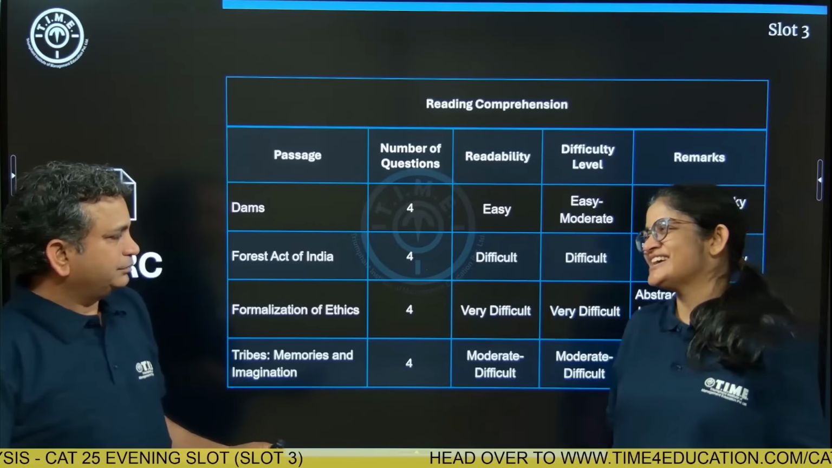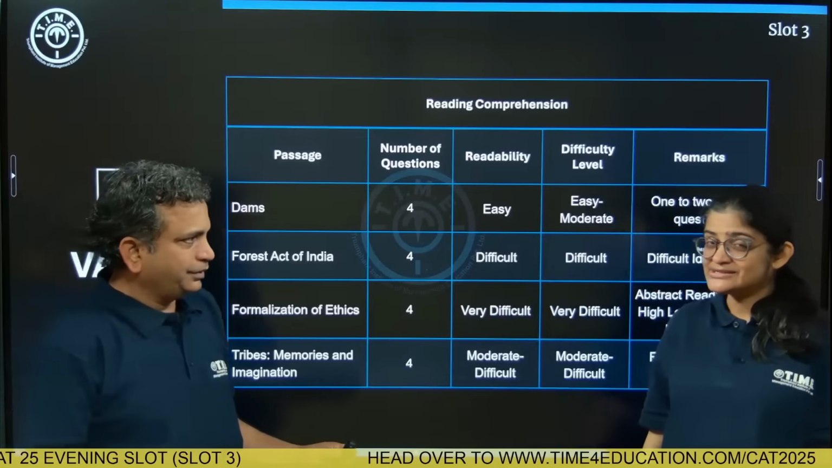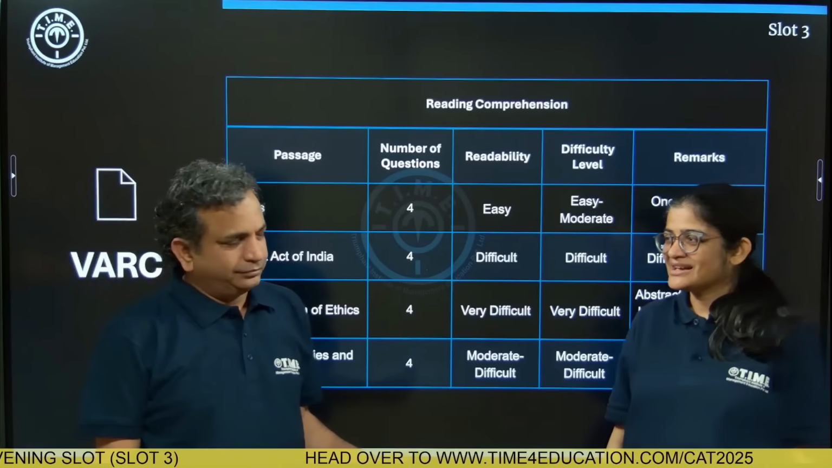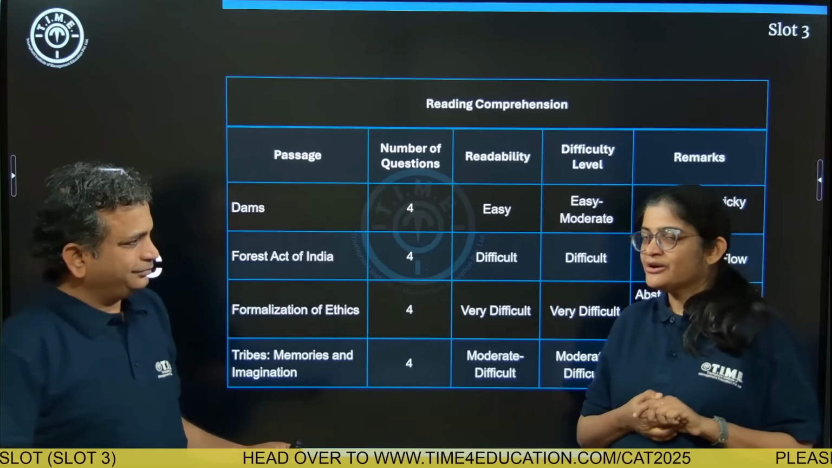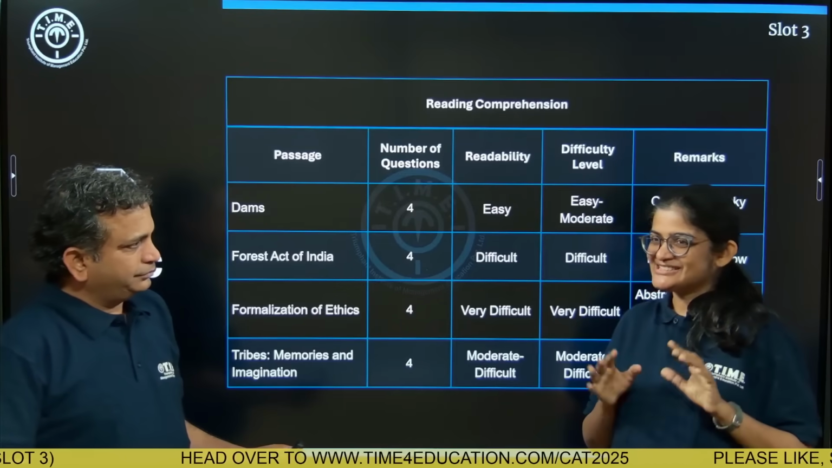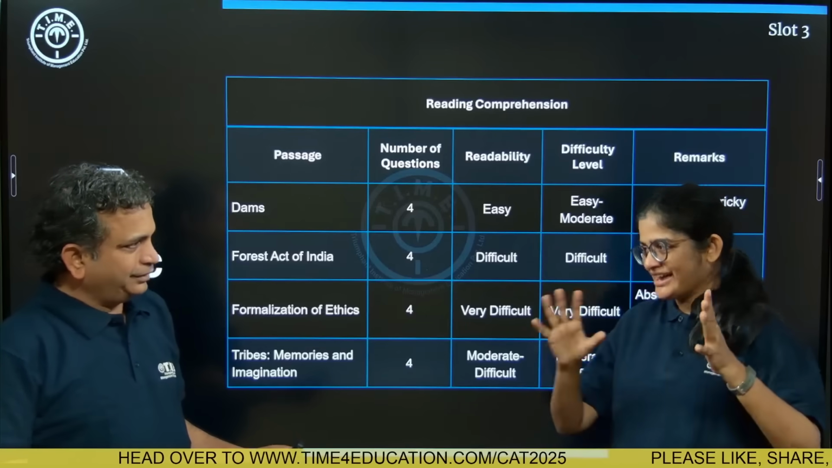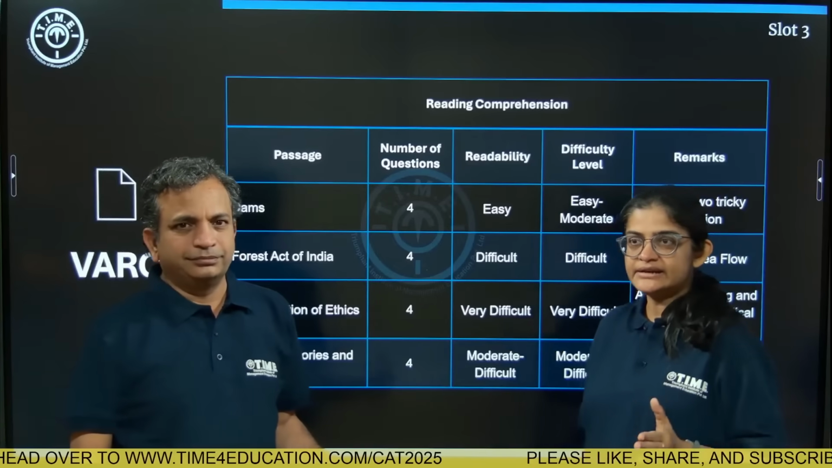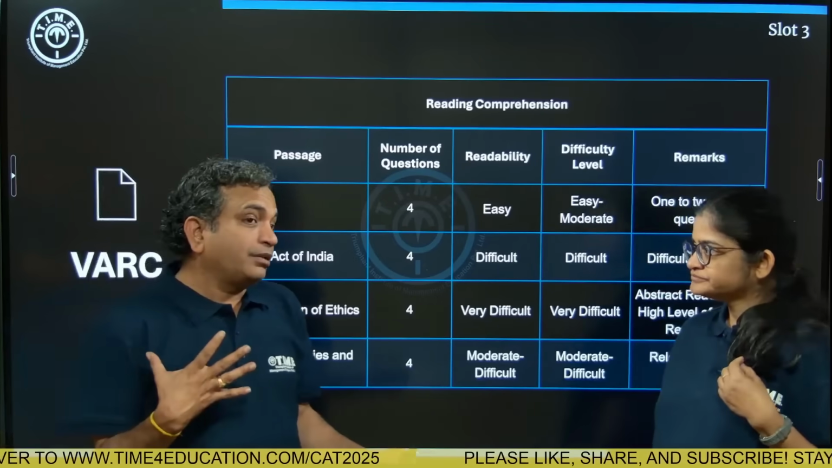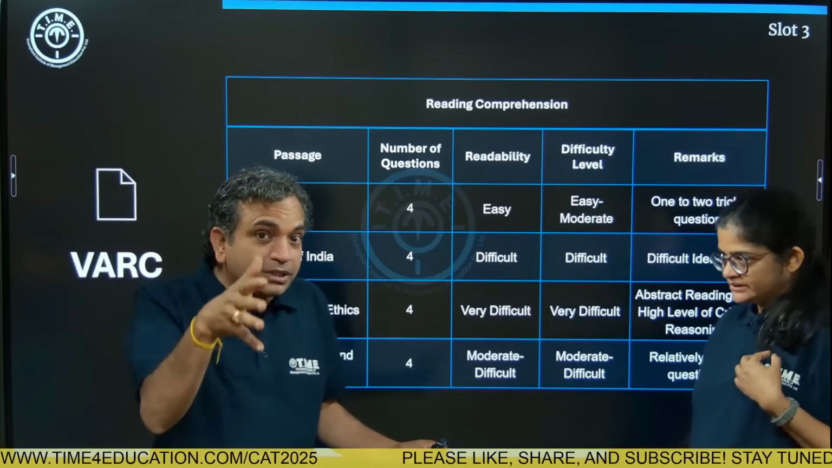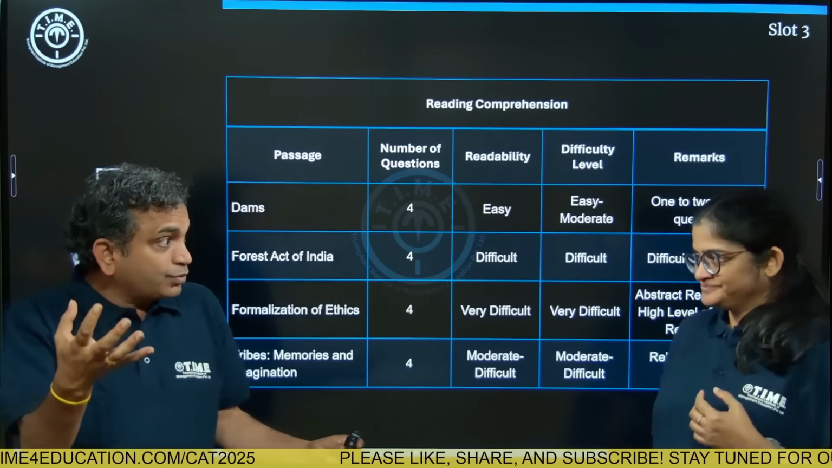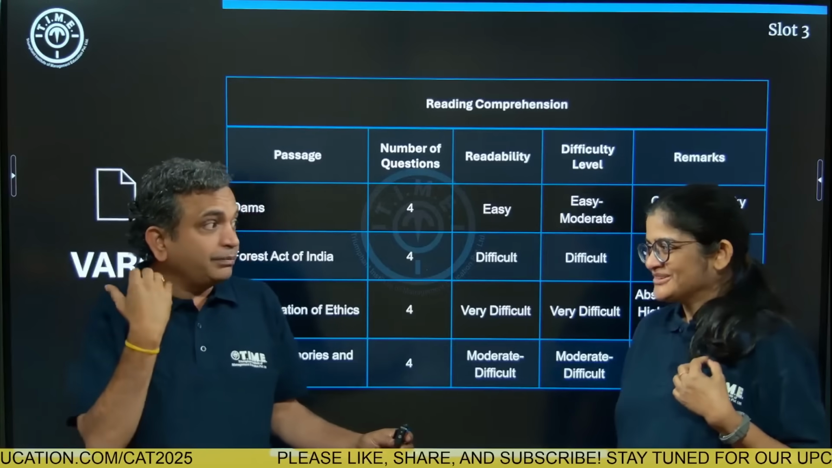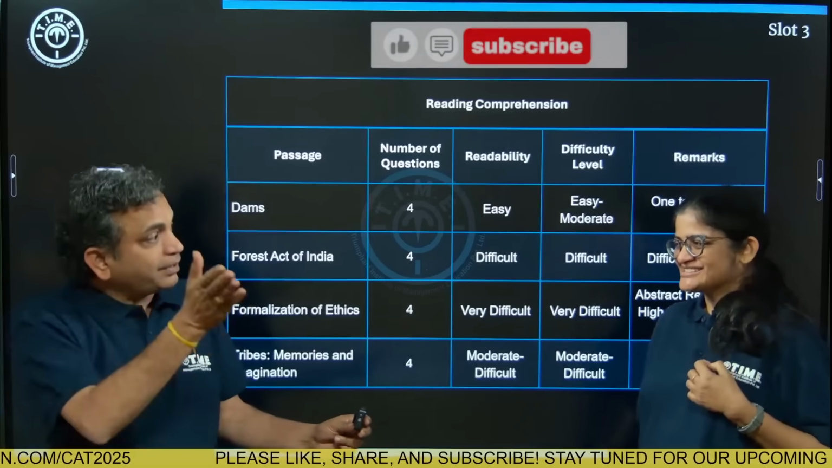Then comes the set on formalization of ethics. Many students have been coming back saying, what was the set about? Now, the sad part is that it started on a deceptive note, AI. And AI is something that all of you can relate to. So students would have thought that, okay, this is AI, this technology could potentially be easy to read. That is the kind of vibe the passage would have given them. But then it went into ethics.